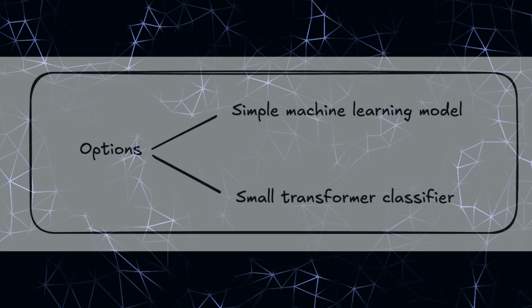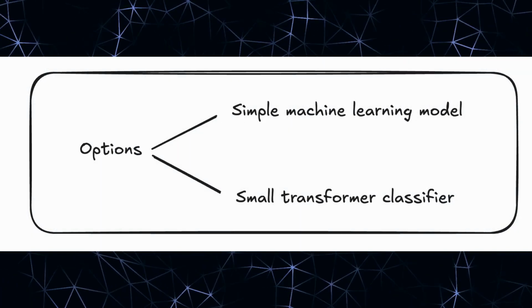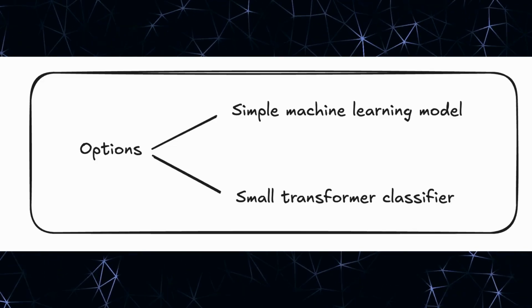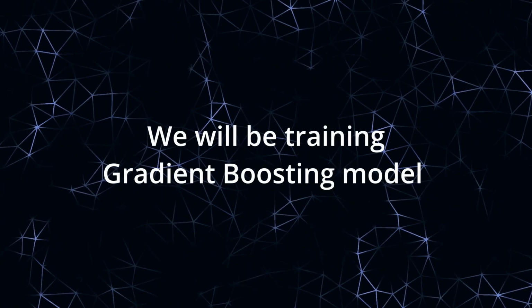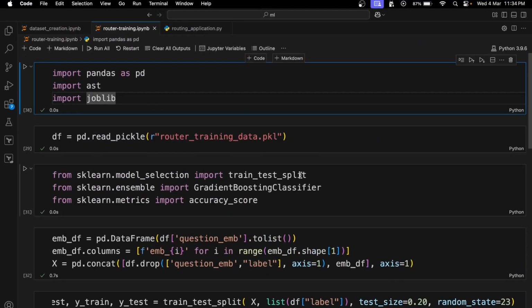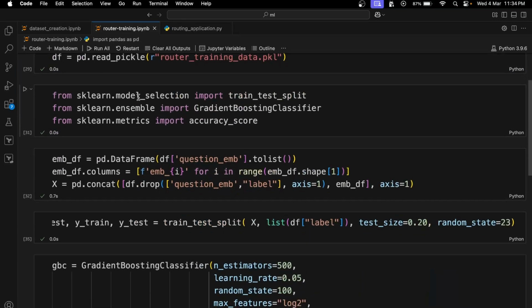To train the router, we have 2 options. Either we can train a simple ML model or train a small transformer classifier. For this tutorial, we will be training a gradient boosting model. Now let's see how to train the router. We will be reading the dataset that we created, and then we will be importing train_test_split to split the data into train and test sets. We will be importing the gradient boosting classifier and accuracy score.